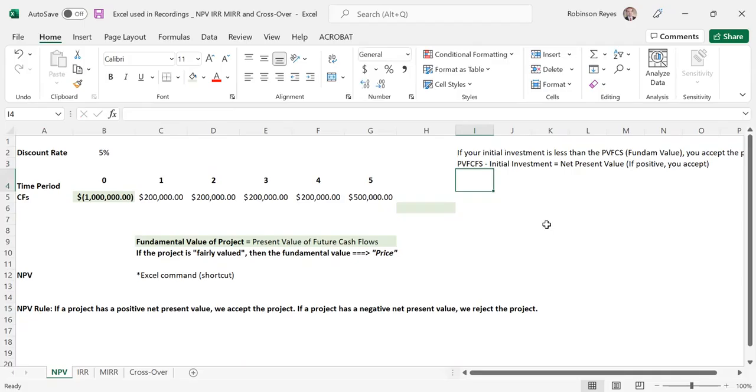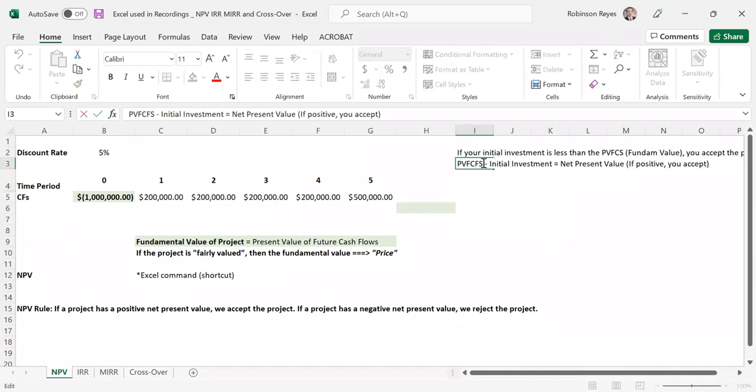Otherwise, if the initial investment is greater than the fundamental value of the project, or than the present value of future cash flows, when you subtract the initial investment from the present value of future cash flows, which is the fundamental value of the project, because you're paying more than what it is actually worth, the net present value would be negative, and therefore you would not choose the project. I'm not even going to write that here in the Excel. Let's think positive about all this problem.